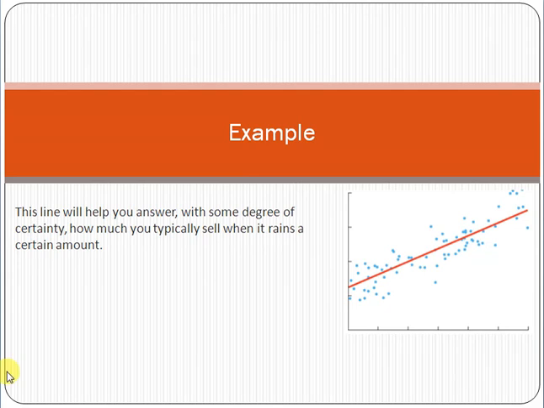For this reason we can simply draw a line here. This line will help you answer with some degree of certainty how much you typically sell when it rains a certain amount. If you draw a line like that, it gives you insight, it gives you knowledge of what happens in the relationship between the rainfall and the sale. At a certain point of rainfall, when it increases, only then will the sale increase. If the certain amount of rain does not increase, then the sale will also not increase.